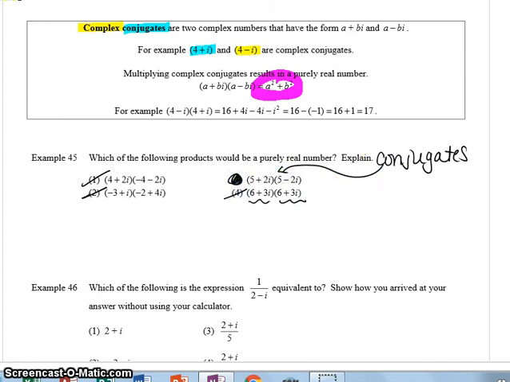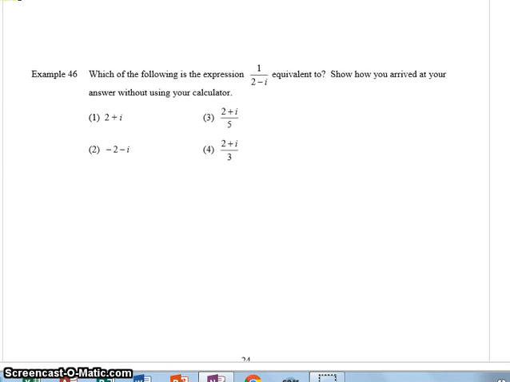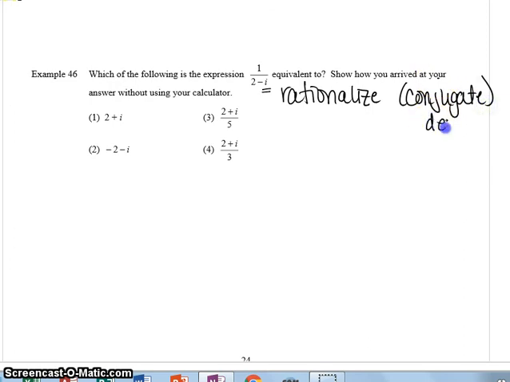Last one here, example 46. Which of the following is the expression equivalent to? Show how you arrived at your answer in your calculator. Now, kind of like it's against the law to leave a square root in your denominator, you cannot leave an i, so we have to rationalize. How do we rationalize? You have to multiply the top and the bottom by the conjugate of the denominator. So let me show my work down here. I have 1 over 2 minus i. I have to multiply the top and the bottom by its conjugate, which would be 2 plus i.